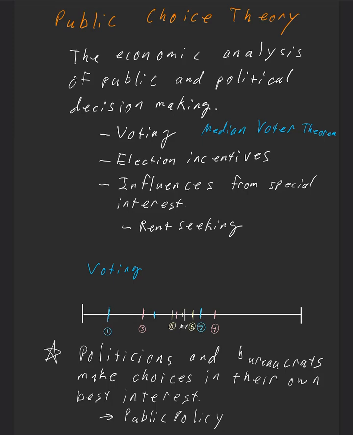Okay, so the real insight of public choice theory is that politicians and bureaucrats make choices in their own best interest. So one of the things that we want to reject is the idea that there are disinterested technocrats or benevolent dictators or something. This is not how people behave. People that are in public office, the most charitable thing we can say is they are at least not any different than us, at least not any better than us, right?